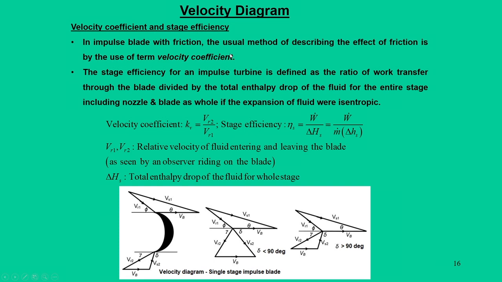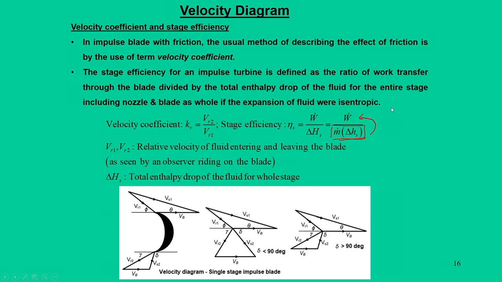Second aspect, what we can say is that we can find out the energy which is being carried by the fluid, that is nothing but the enthalpy drop of the fluid when the energy is dumped onto the blade. So, that is m dot into delta Hs, the energy the fluid carries, and that is being transferred in getting this work. The ratio between these two we call the stage efficiency, which is defined as the ratio of work transfer through the blade divided by the total enthalpy drop of the fluid for the entire stage. Stage means that it includes the nozzle as well as the blade.